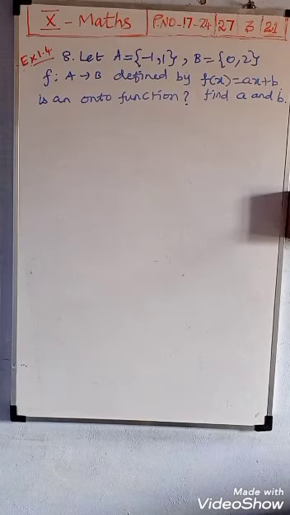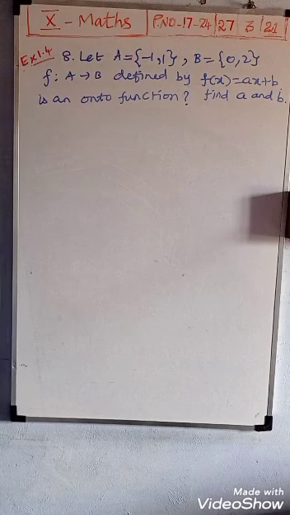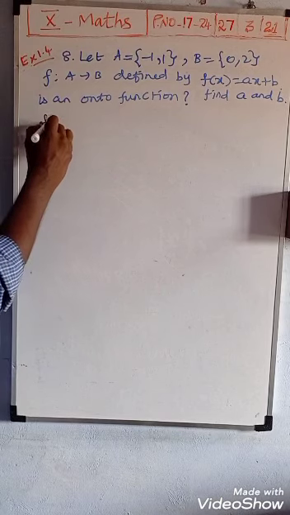See the next, 8th question. The 7th one we will see later. For the 8th question, let set A be {-1, 1} and set B be {0, 2}, and a function f: A → B is defined by f(x) = ax + b, which is an onto function. This is the only given condition. Then find the values of a and b. This is asked. See the solution.